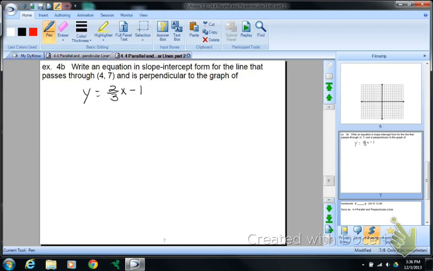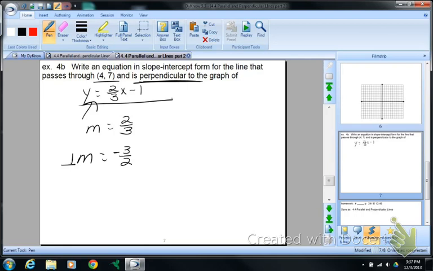Example 4b. What's the slope of this equation right here? 2/3. So what do we use, that slope, or do we use the perpendicular slope? The perpendicular slope is negative 3/2. So we're going to use that slope and this point and plug it into the point slope formula.